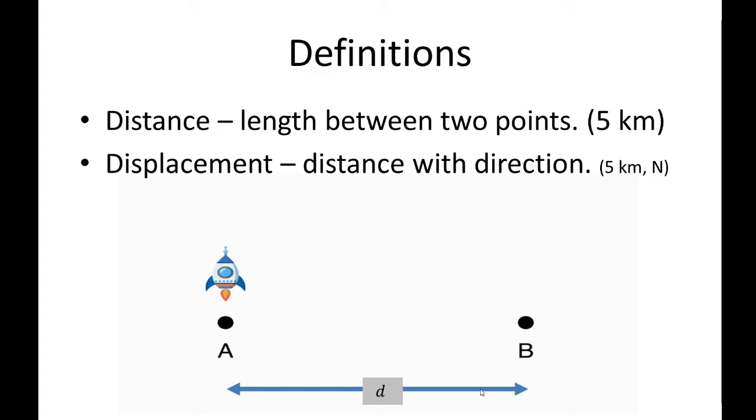We can also use the convention positive and negative. We already know that in our Cartesian plane, we have positive x to the right, negative x to the left, positive y upward, and negative y downward. So if this shuttle is moving from A to B, then its displacement is positive 5 kilometers. If it's moving from B to A, then its displacement is negative 5 kilometers.